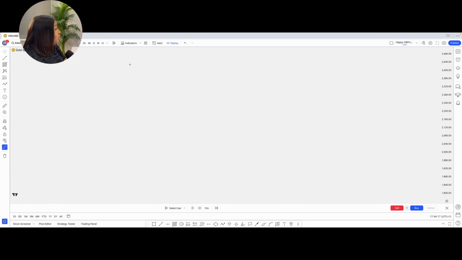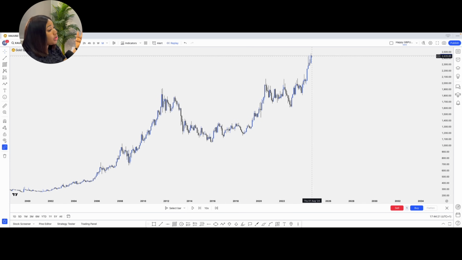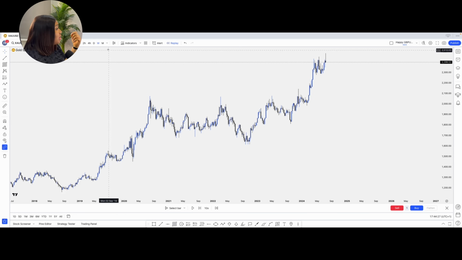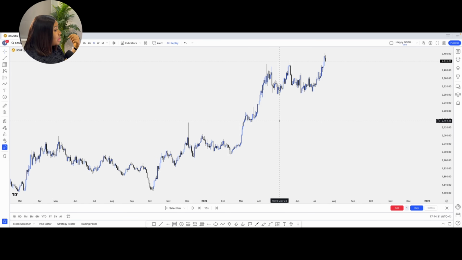So if you view gold from the monthly time frame, you will see that it is pointed to the upside. We're bullish. If you view from the weekly time frame, you also see that it is pointing to the upside. We are bullish. Same thing is applicable with the daily time frame. You will see that it is pointing to the upside and it is bullish.